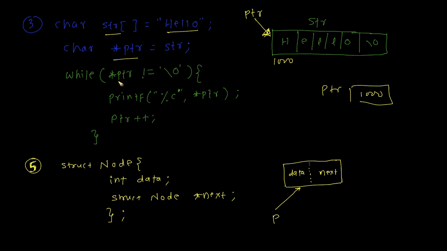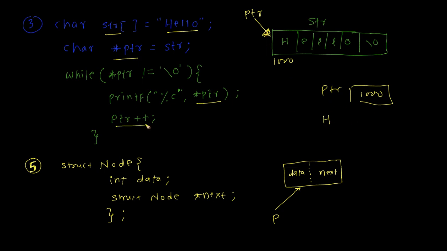So while PTR is not equal to \0, star PTR is not equal to \0. What is star PTR? Star PTR is nothing but the value at the address in PTR. The address in PTR is 1000, and the value at 1000 is H. Is it equal to \0? No, it's not. Then we'll print that. Star PTR means the value at the address in PTR. That will give us H.